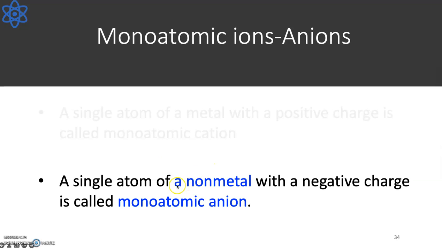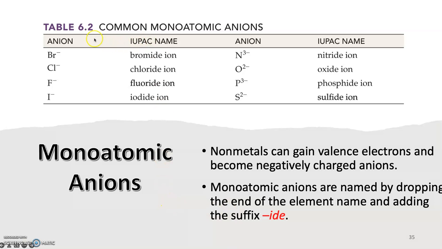A single atom of a non-metal with a negative charge, we call a monoatomic anion. This table in your textbook shows the common monoatomic anions. For example, bromide, chloride, fluoride, iodide, nitride, oxide, phosphide, or sulfide ions. So non-metals can gain valence electrons and become negatively charged anions.